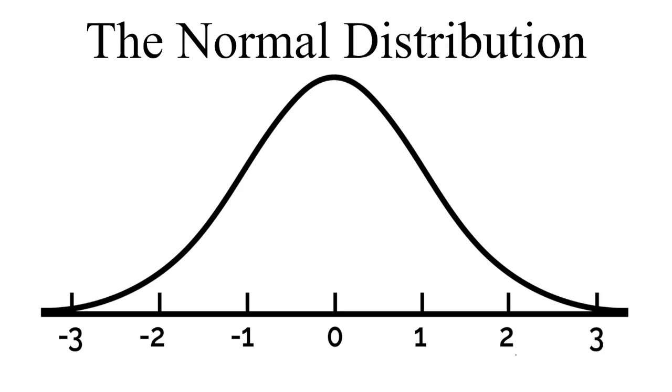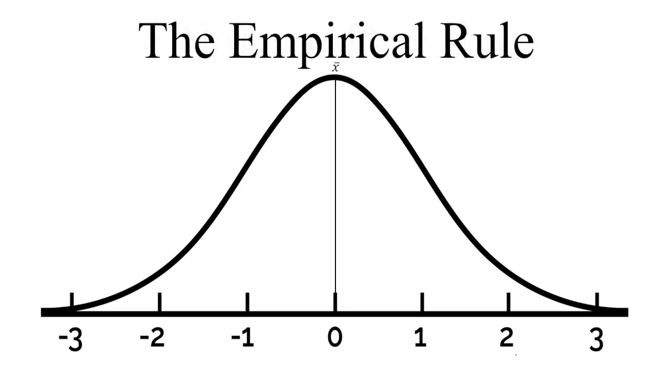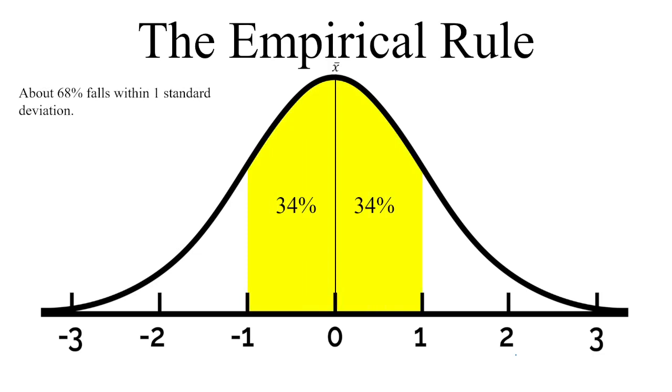So now with that being said, I want to talk to you about three basic probabilities. This is known as the empirical rule. Now, what is the empirical rule? About 68% fall within one standard deviation. That means about 68% are between one standard deviation below the mean and one standard deviation above the mean.